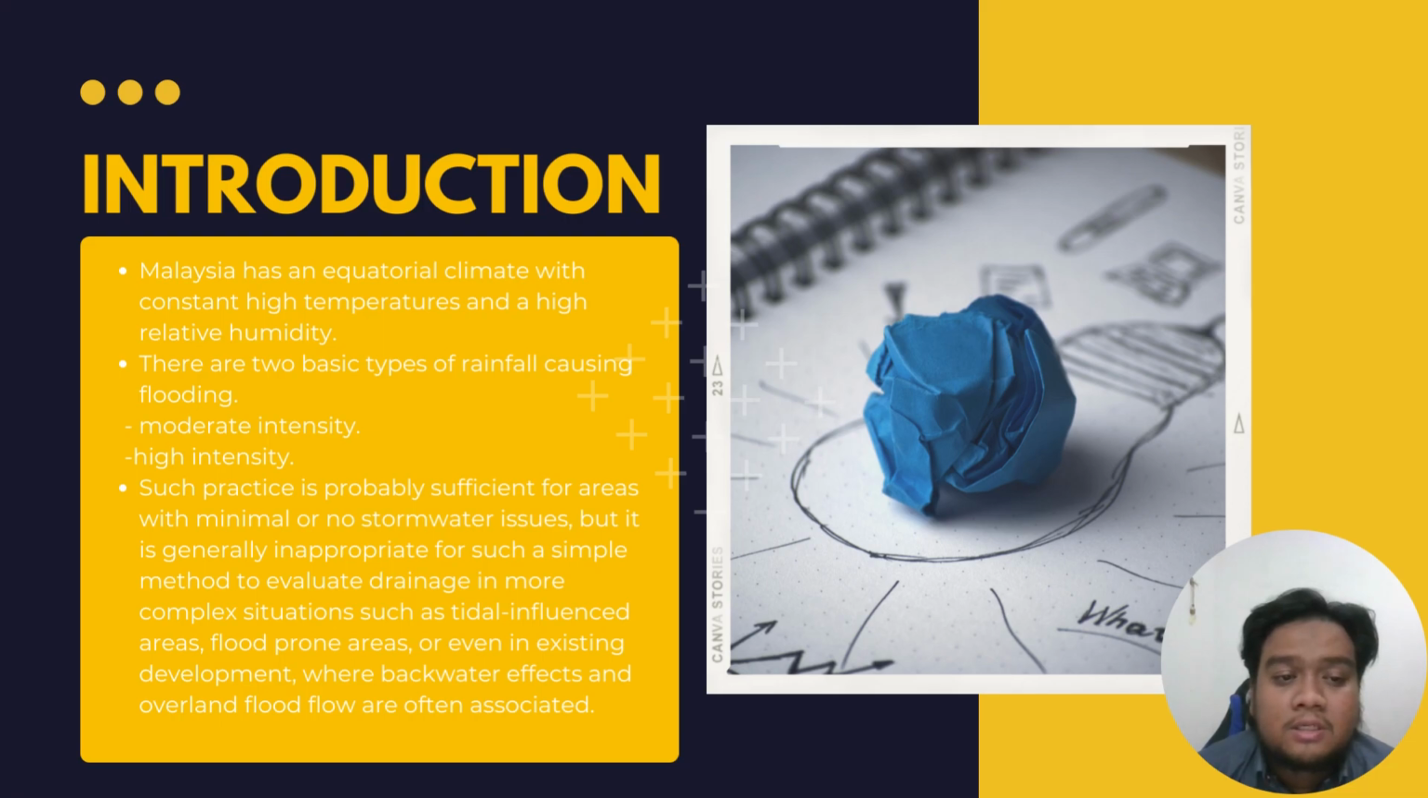For introduction, Malaysia has an equatorial climate with constant high temperature and high relative humidity. There are two basic types of rainfall causing flooding. First is moderate intensity for long duration rainfall covering a wide area. Second is high intensity, a short duration localized rainfall.